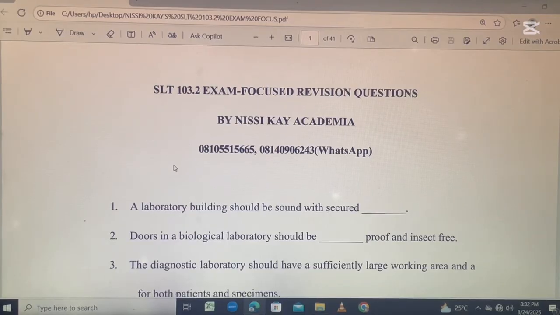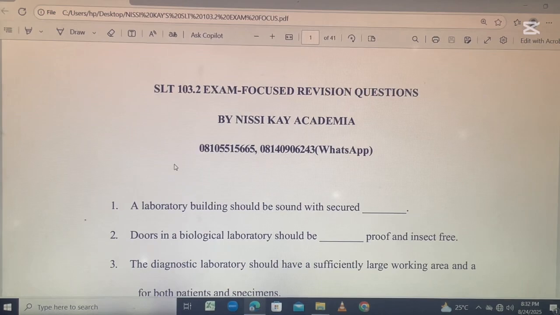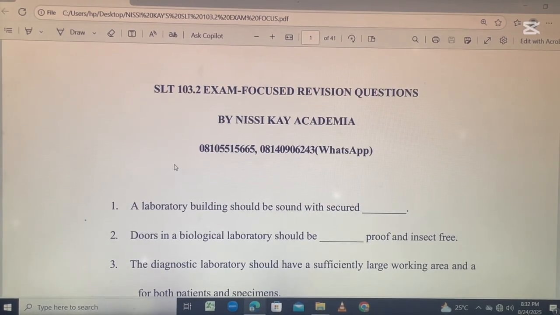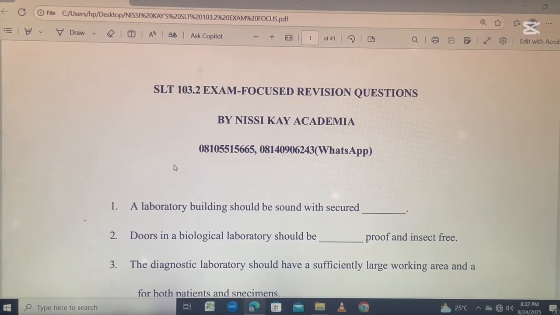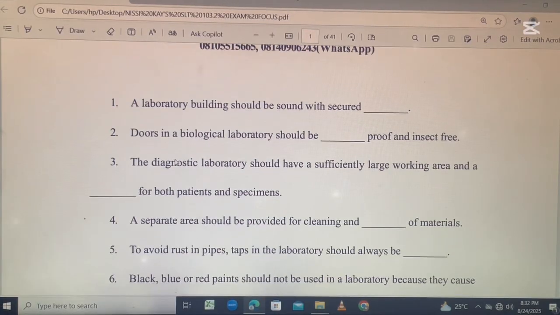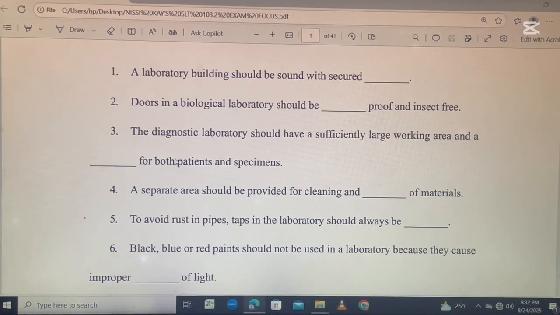Now the first question we have here is: a laboratory building should be sound with secured doors. The answer is doors. Number two, doors in a biological laboratory should be burglary proof and insect free. Number three, the diagnostics laboratory should have a sufficiently large working area and a dash for both patients and specimens. The answer is a reception for both patients and specimens.